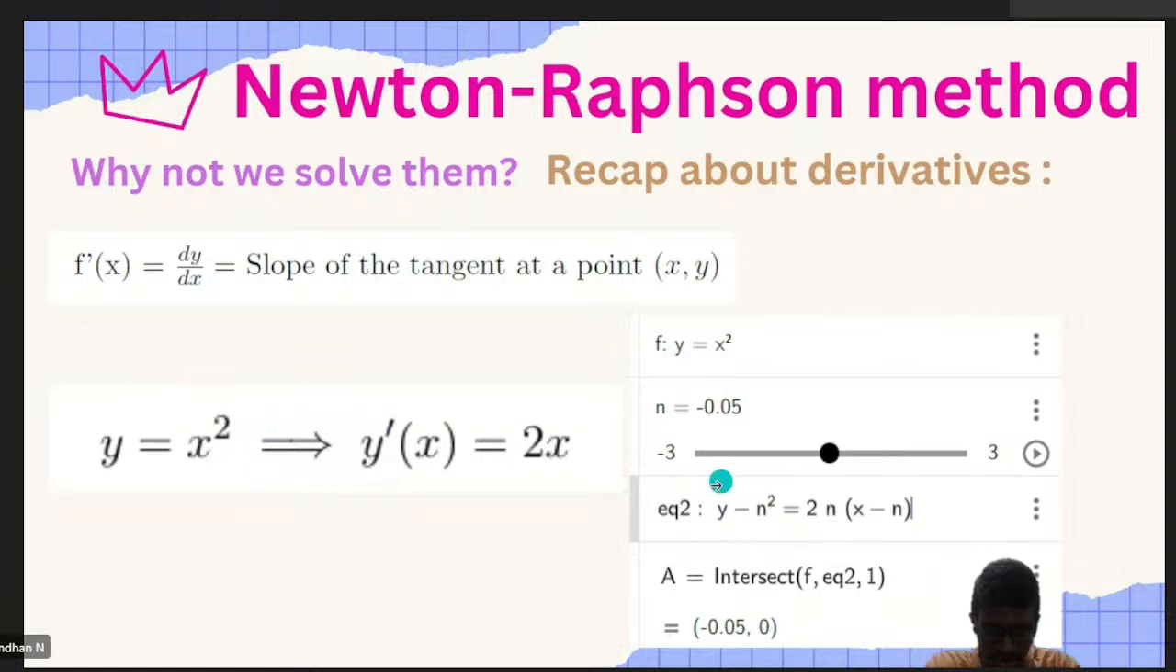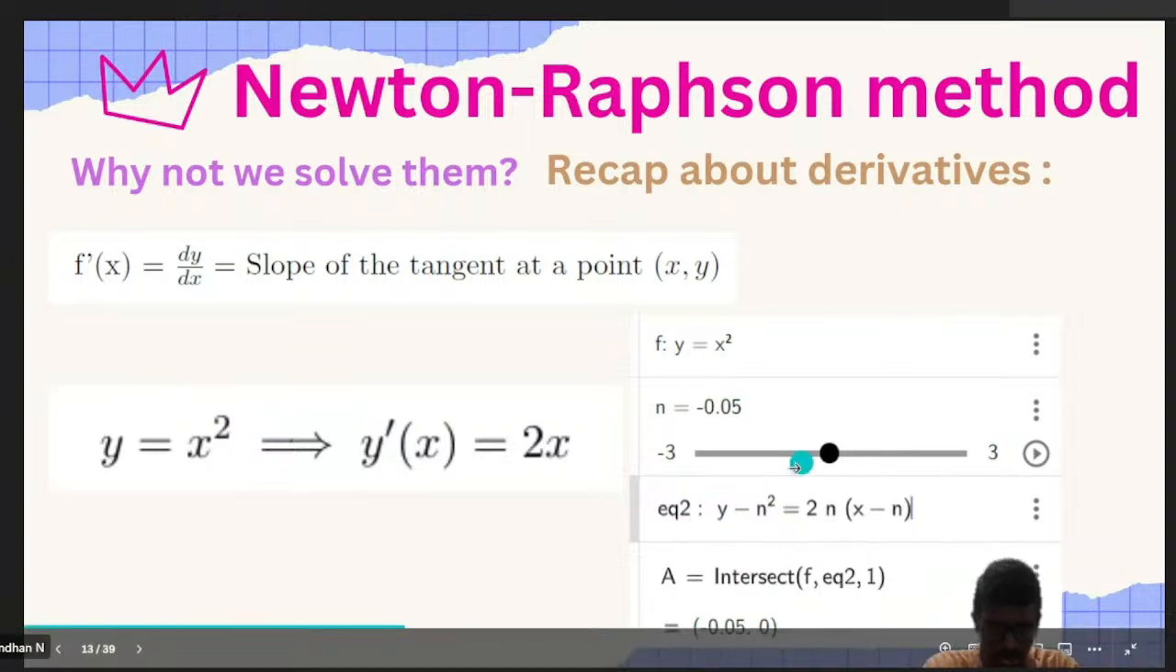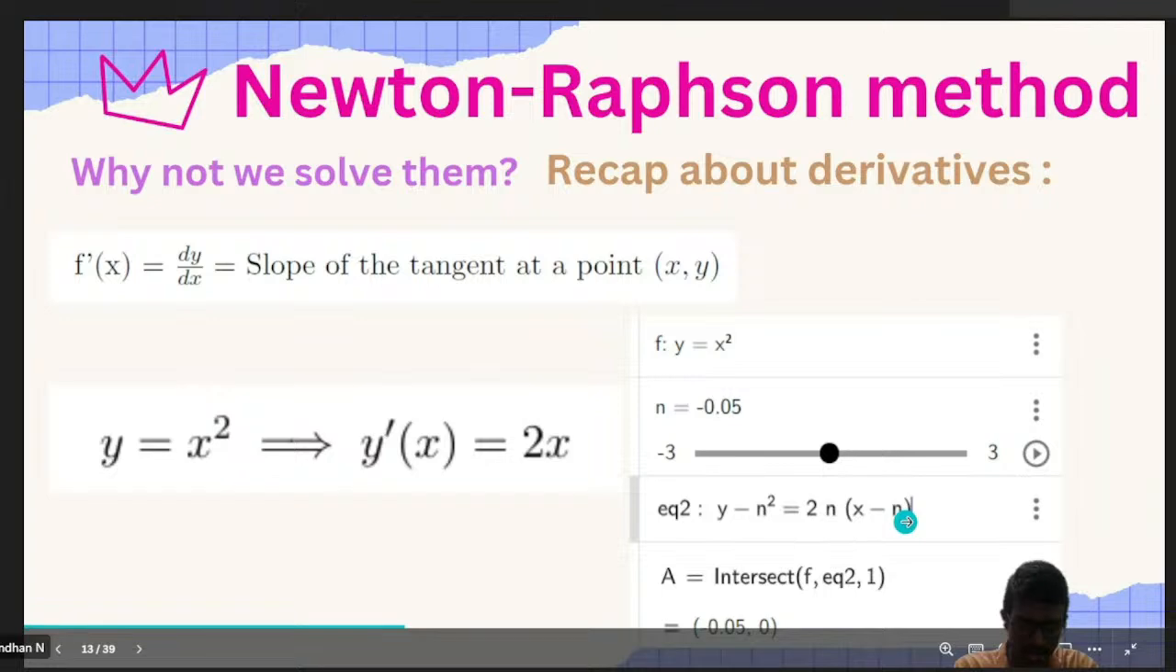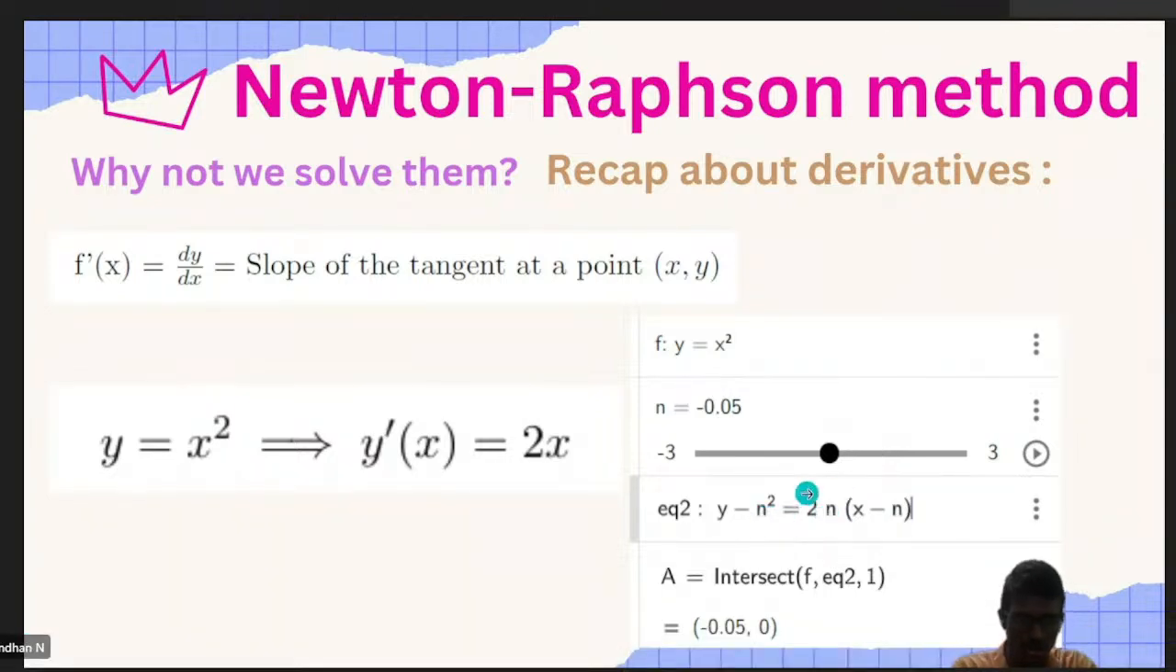So what I've done is, if you want to know it, it's just simple. Just focus on this equation. I hope you can see my cursor. This is y minus n square equal to 2n into x minus n. Is it ringing a bell? It is nothing but the slope point form. I hope you would have known this slope point form: y minus y1 equal to m into x minus x1. So what I've done is I've taken n comma n square as a point. x1 is n, y1 is n square. So n comma n square is a point, and the slope is 2n.